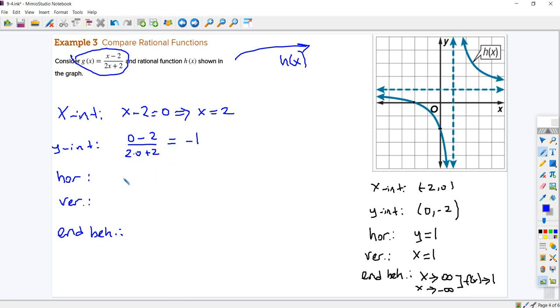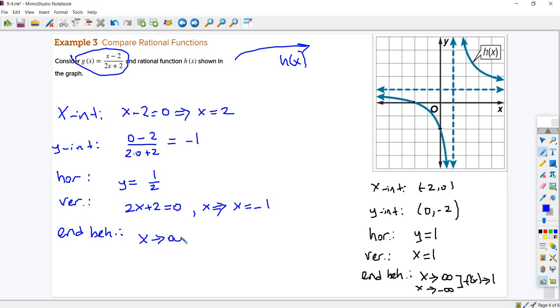Horizontal asymptotes. For horizontal asymptote, again we have 3 rules. Since the degrees are same here, 1 and 1, just compare the leading coefficients of x and 2x. They are 1 and 2, so y is equal to 1/2. For the vertical asymptotes, check the bottom. Since the bottom is 2x plus 2, set that equal to 0. If you solve for it, you subtract 2 and divide by 2. You get x is equal to -1. That is the vertical asymptote. X is equal to -1.